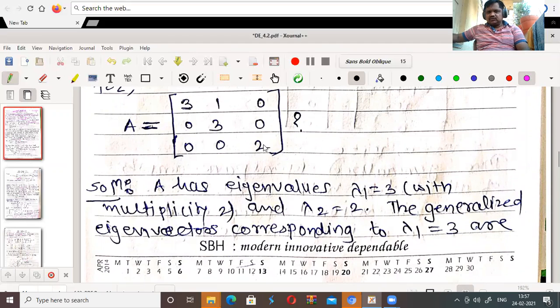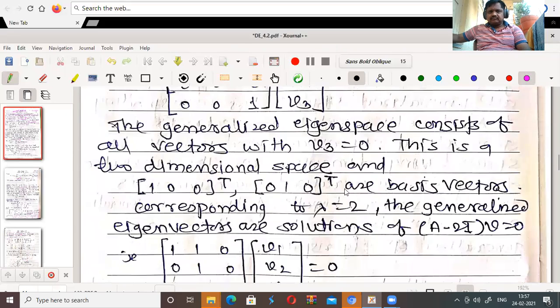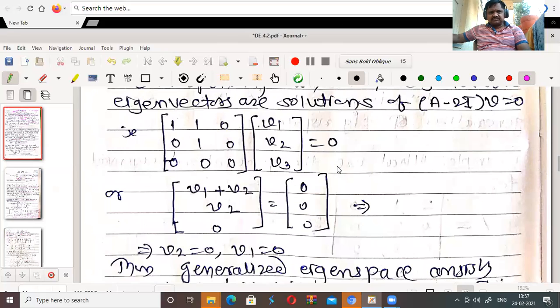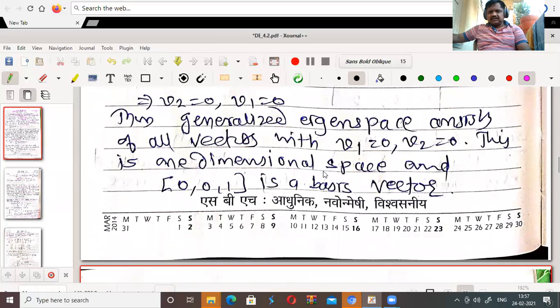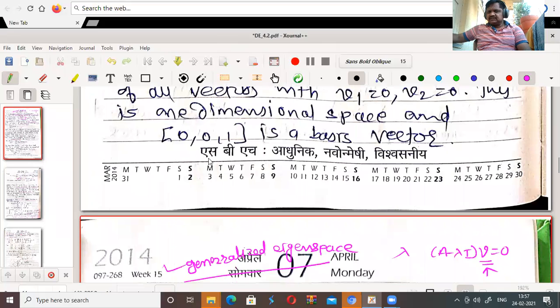So 3, 3, 2 are the eigenvalues, corresponding to lambda 1 equal to 3. We obtain eigenvector with v3 equal to 0. The basis of eigenvectors are 1, 0, 0 and 0, 1, 0. This is the two-dimensional space. Similarly, with respect to lambda equal to 2, we obtained v2 equal to 0, v1 equal to 0. This is the basis of a one-dimensional space.